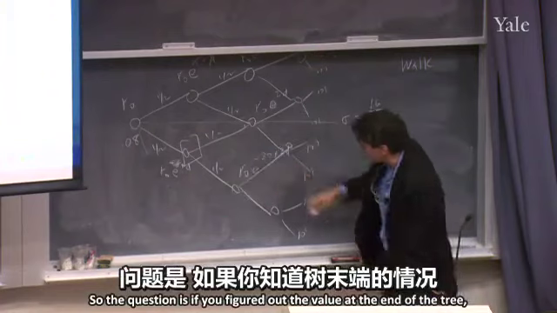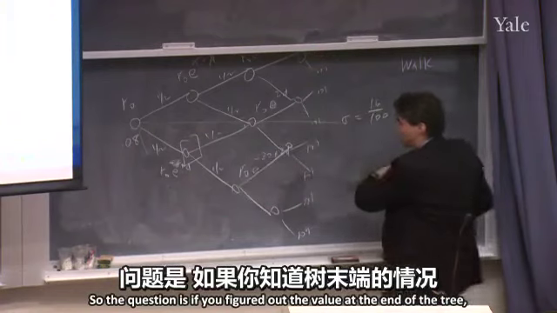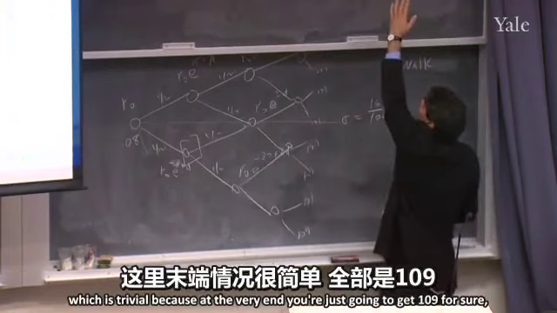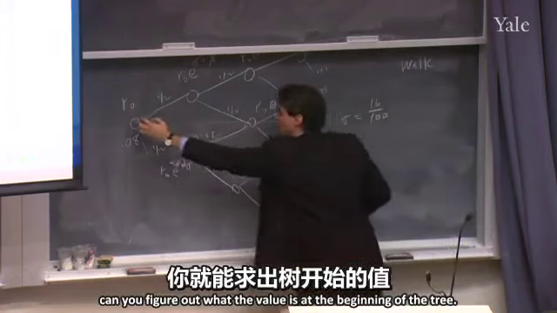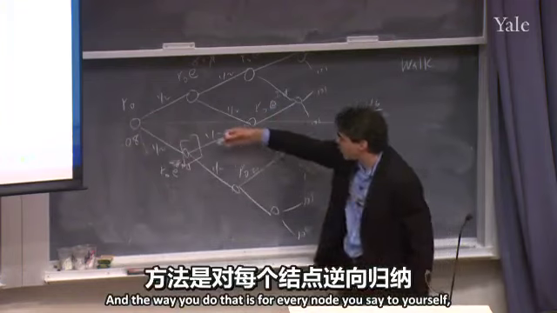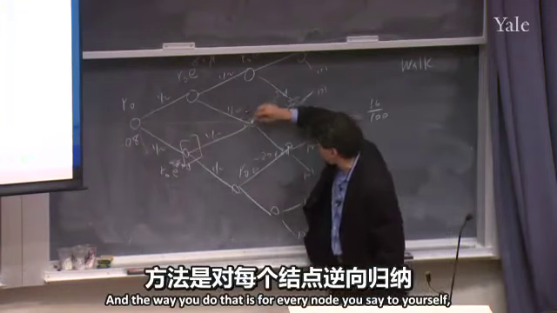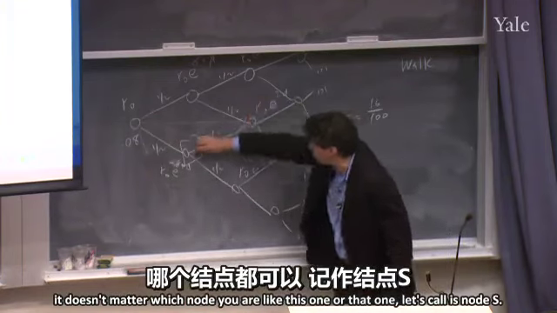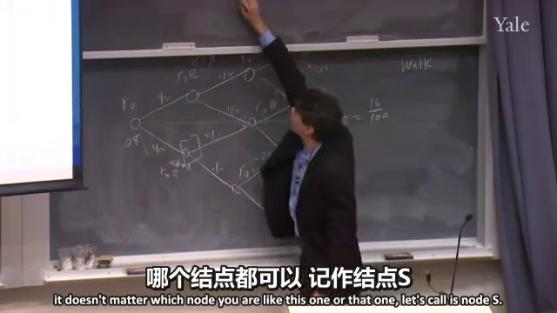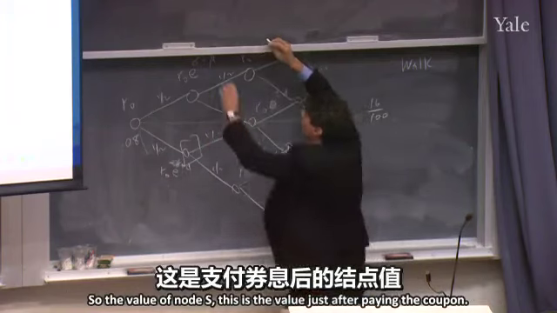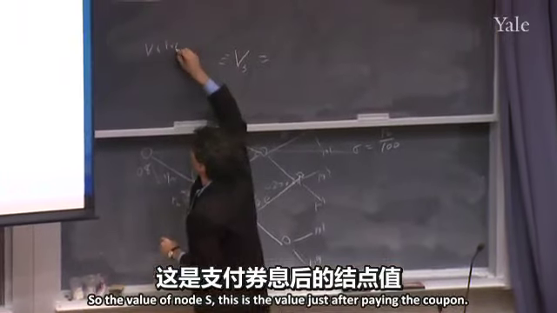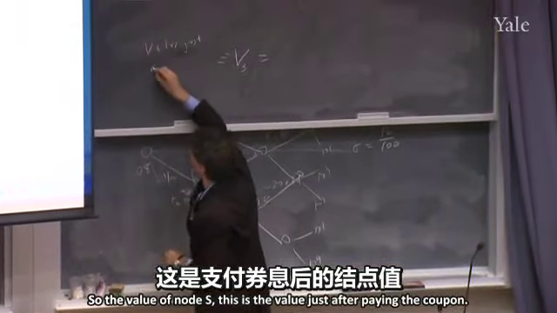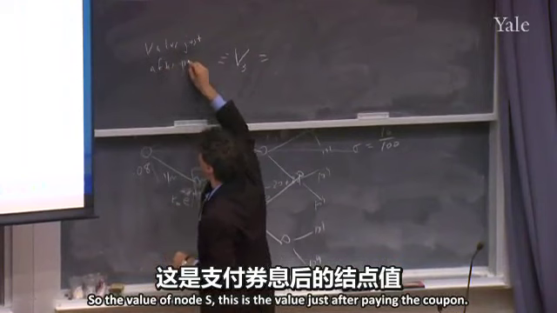So the question is, if you figured out the value at the end of the tree, which is trivial, because at the very end you're just going to get 109 for sure, can you figure out what the value is at the beginning of the tree? And the way you do that is for every node, you say to yourself, it doesn't matter which node you are, like this one or that one, let's call it node S. Okay, so the value of node S, this is the value just after paying the coupon.